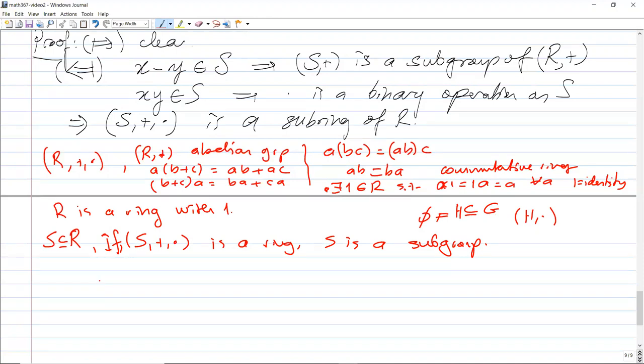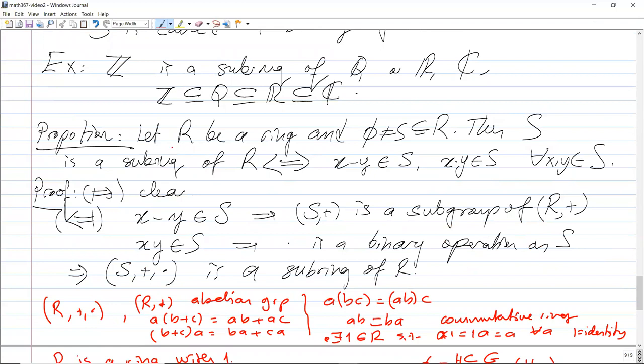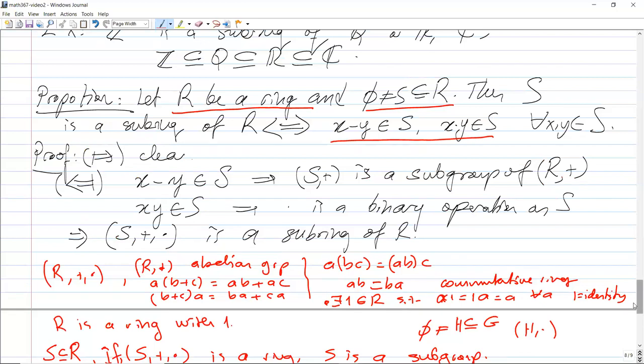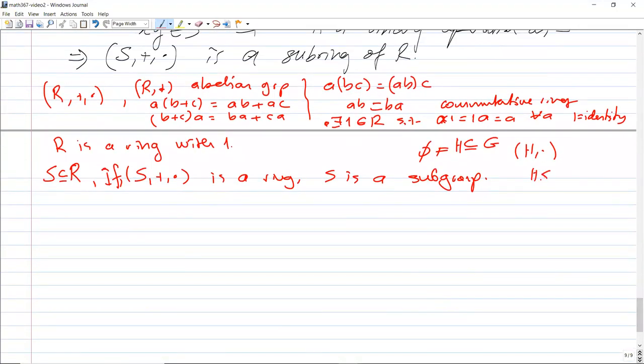We proved above, remember, that if R is a ring and S is a non-empty subset, then S is a subring if and only if X minus Y, namely X plus the inverse of Y with respect to addition, is inside S, and S is also closed under multiplication. Remember, group theory says that H is a subgroup if and only if X times Y inverse is in H for all X, Y in H. This is the group theoretic proposition, and the proposition we proved in the previous lecture is the ring theory version.